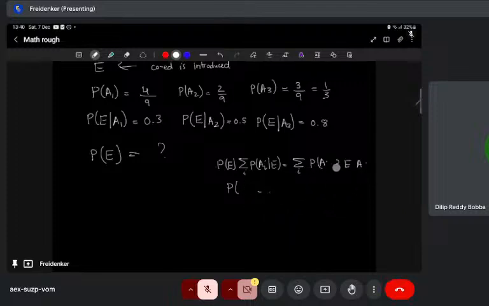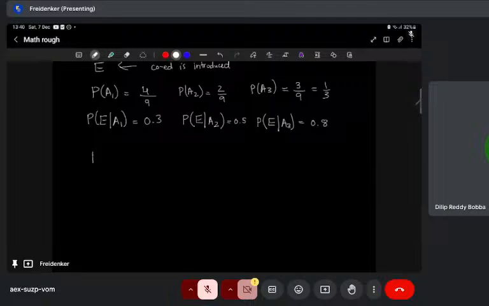Nice. So I have to use the Bayes theorem to find these values, probability of A1 given E. Now I should use Bayes theorem. What is the Bayes theorem? See, Bayes theorem came from here. So probability of AI given E is probability of AI intersection E divided by probability of E.